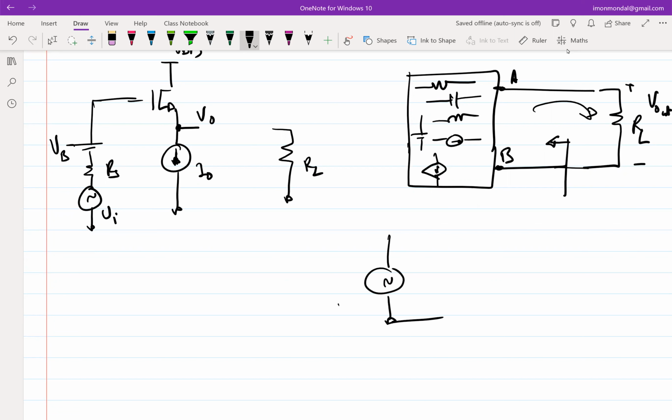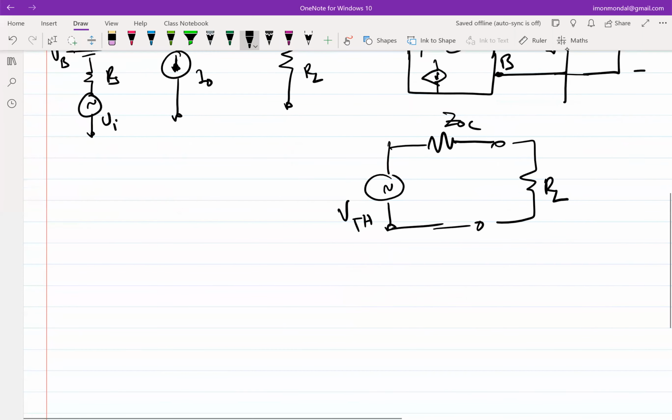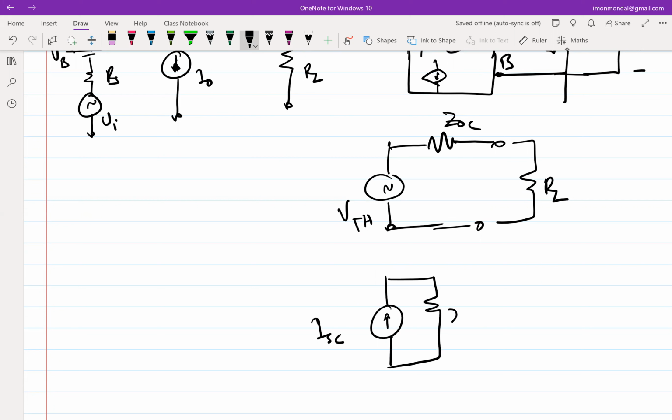Some Thevenin voltage and some open circuit resistance, impedance, in this case, let's say ZOC, and this is connected to RL. Or in terms of Norton's, this will be ISC in parallel with ZOC, terminals come out, and RL will be connected across A and B.